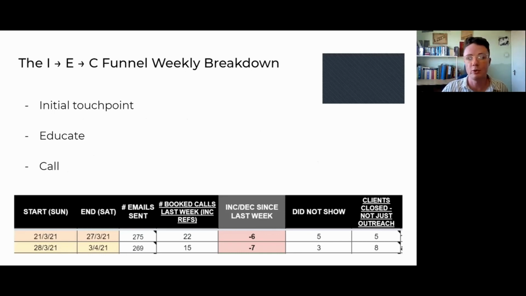For initial touch point, we don't actually track this anymore. We tracked this at the start. If you want to track this, you can easily just add another column beside email sent, to the left of it, and put in your initial touch points, if you want your VAs to track how many people they message or reach out to on a daily basis. We have no need to do that anymore because the time they would spend tracking all of that on a daily basis is actually not worth it anymore. And we have enough clarity with the emails and the calls. Okay, so that is completely up to you.